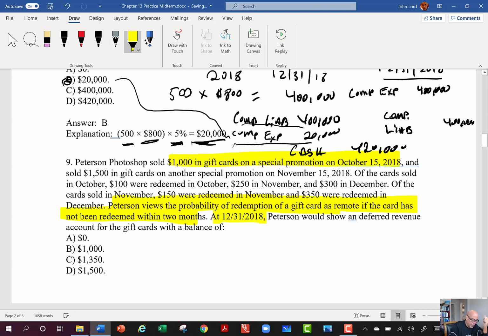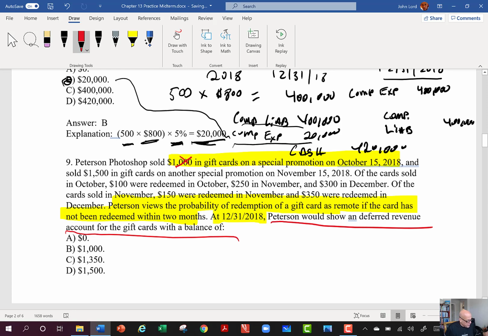So at that point, I look at this question and I say, well, I don't care how many gift cards they sold in October. It is remote that there will be any gift card redemption for any of those amounts. I know they redeemed some, but we don't expect any more to come in because we're past that 2 months. It's remote that will happen. And so they want to know, well, what should still be deferred revenue for the gift cards? Well, that's for the gift cards that we sold that we still think have a chance of being redeemed.